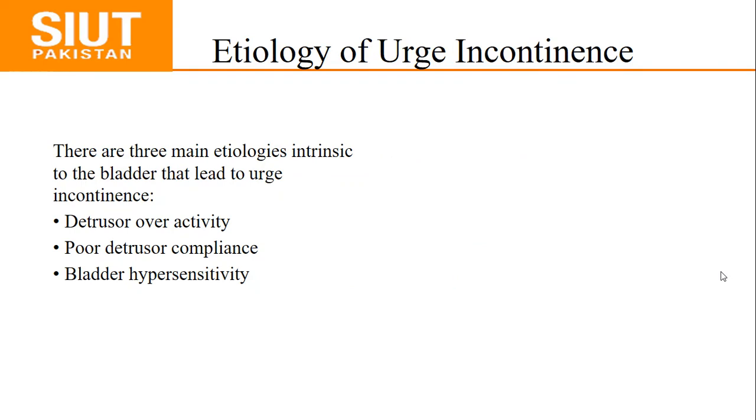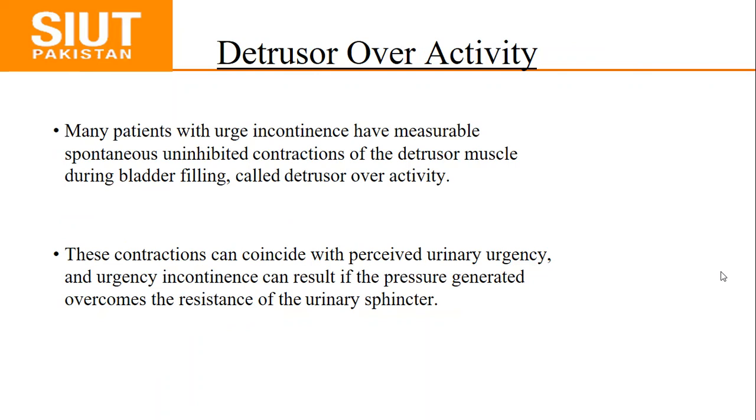There are three main causes of urge incontinence being hypothesized: detrusor overactivity, poor detrusor compliance, or bladder hypersensitivity. Detrusor overactivity: many patients with urge incontinence have measurable spontaneous uninhibited contractions of the detrusor muscle during bladder filling. This is called detrusor overactivity. The detrusor normally contracts during emptying but not during filling. So in cases where the detrusor contracts during filling, you have detrusor overactivity.